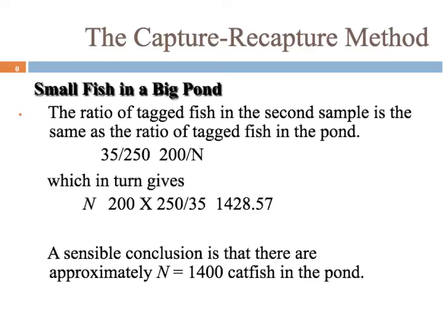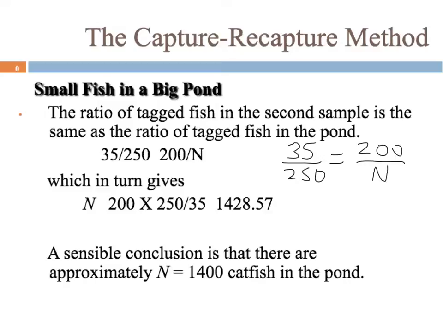And here's the little bit of math that finally goes into this. So the ratio of the tagged fish in the second sample is the same as the ratio of the tagged fish in the pond. The way this is typed out, or maybe the way it came in from the PowerPoint, everything's not showing up super well, so I'm going to write this out. So this should say the 35 out of the 250 that were originally tagged is equal to the original amount captured out of the entire pond.